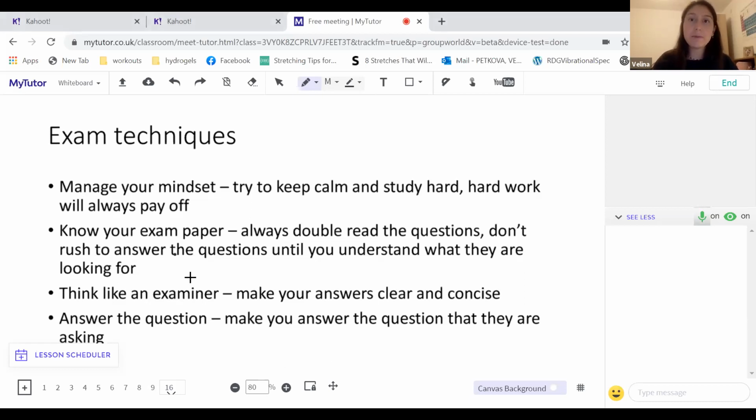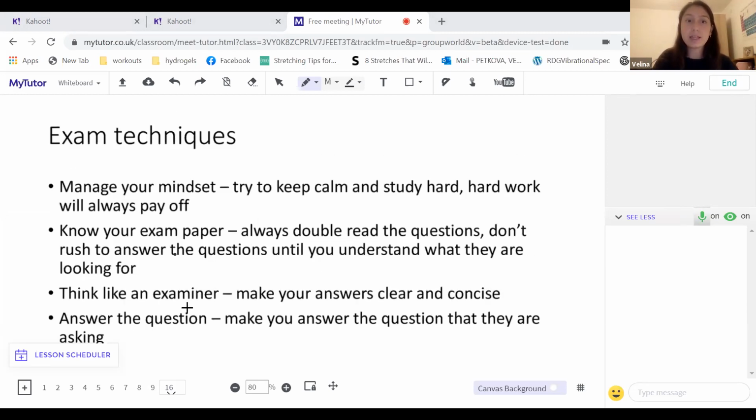Know your exam paper. Yeah, so when you sit the exam, always double read the questions. I still make silly mistakes just because I haven't fully understood or read the question, but those are the worst mistakes to make. So read it, don't rush yourself, take your time to understand the question and be fully aware of what they're looking for, and then answer the question.